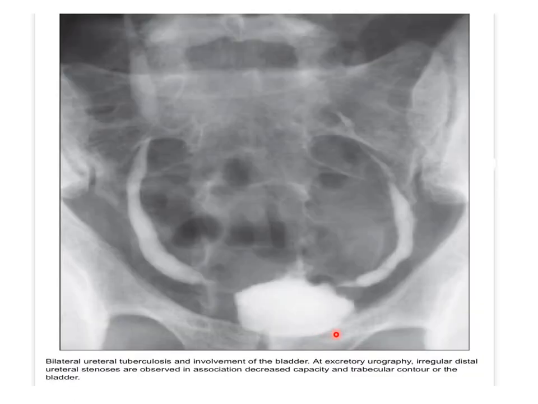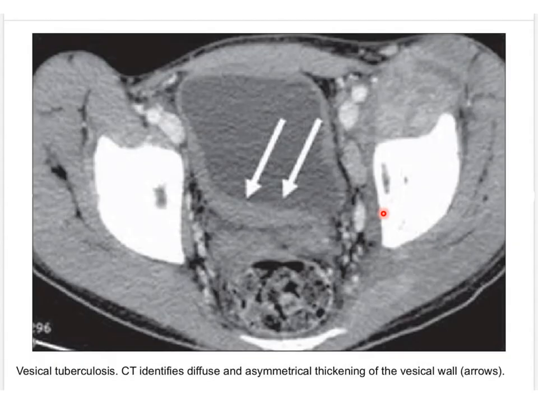This is involvement of the urinary bladder, with decreased volume and irregularity in the wall, and there is ureteric stenosis at the lower ureter, causing dilatation proximal to it. This is wall thickening, vesical TB causing wall thickening.